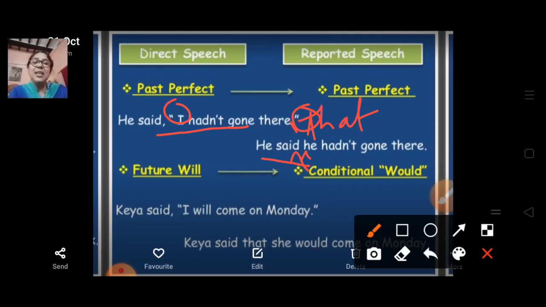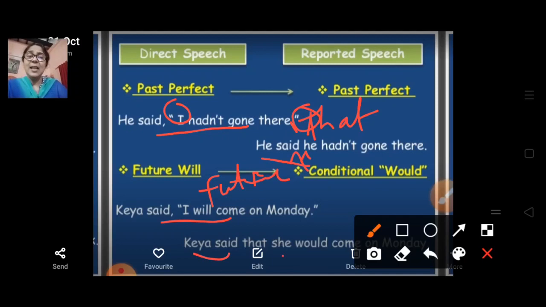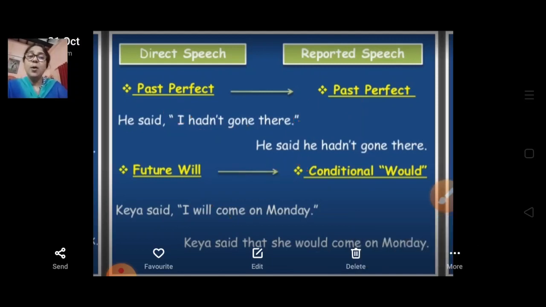Now we will see the future tense. If the direct speech is written in future tense, how are we going to change it? It will become the conditional "would." So Kea said, "I will come on Monday." Here you can see it is written in future tense. When we write it in indirect speech, we change "will" into the conditional "would." Kea said that she would come on Monday.